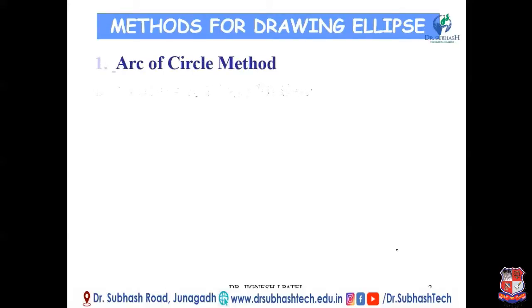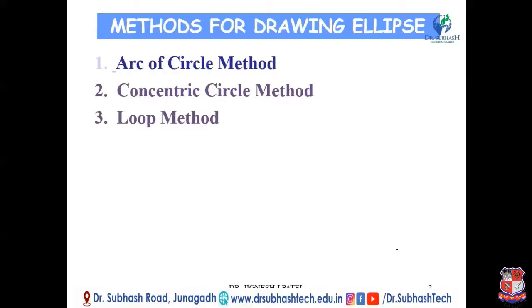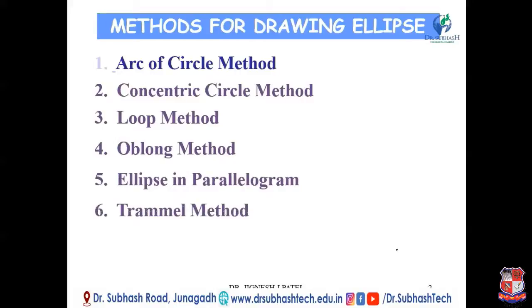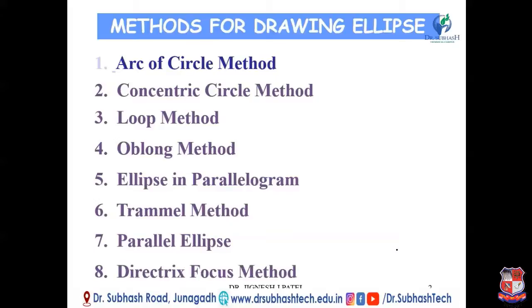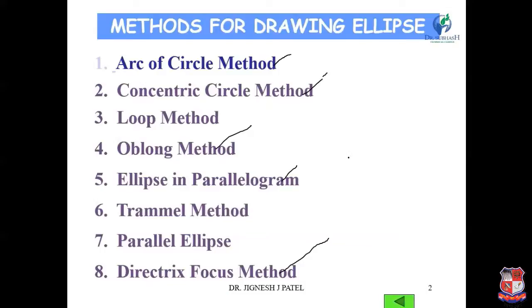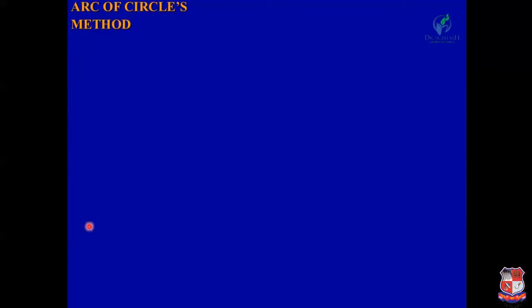The methods for drawing an ellipse are: arc of circle method, concentric circle method, loop method, oblong method, ellipse in parallelogram, Trammel method, parallel ellipse, and directrix focus method. But as far as our syllabus is concerned, we have to learn the arc of circle method, concentric circle method, oblong method, ellipse in parallelogram, and directrix focus method. Okay, now let us see one by one, the arc of circle method.